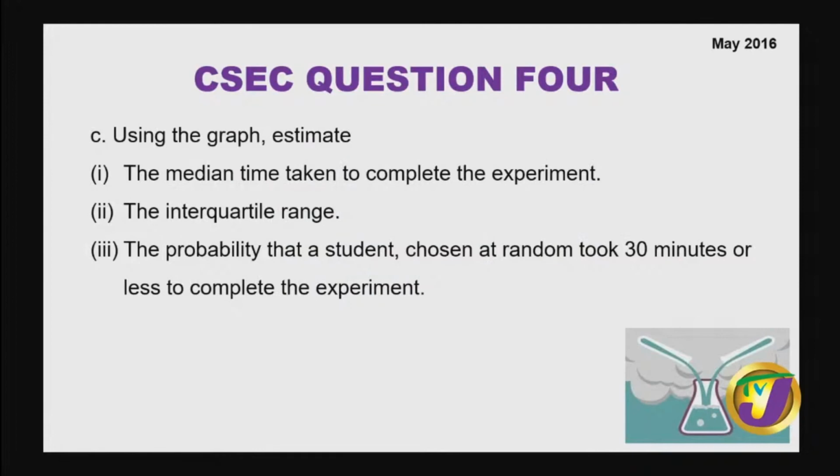Okay, it then says to use the graph. Use the who? The graph. Use the who? Graph. All right, choir. And estimate the median time taken to complete the experiment, the interquartile range, and the probability that a student chosen at random took 30 minutes or less to complete the experiment. Using our what? Graph. All right, not your calculation, not your table. Using your graph.